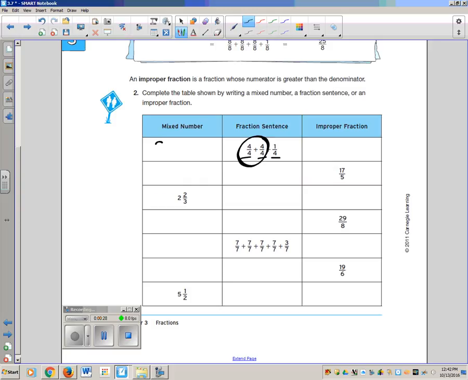That's 2 wholes, so the mixed number would be 2 and 1 fourth. Improper fraction, 4 times 2 is 8, plus 1 gives us 9 fourths.